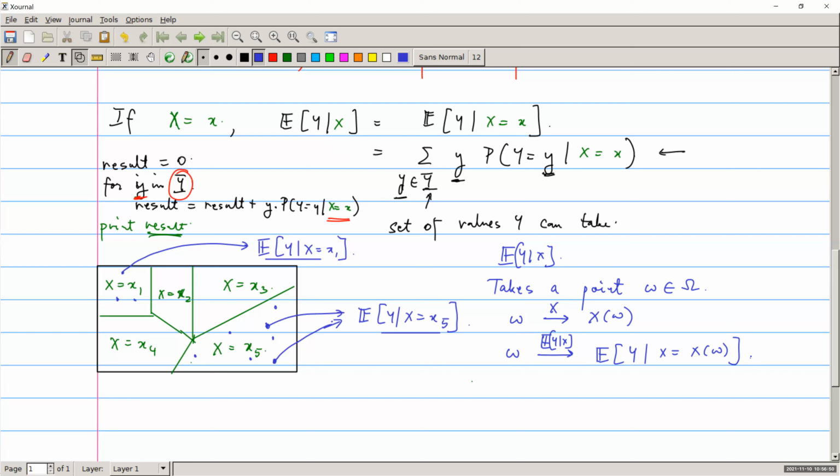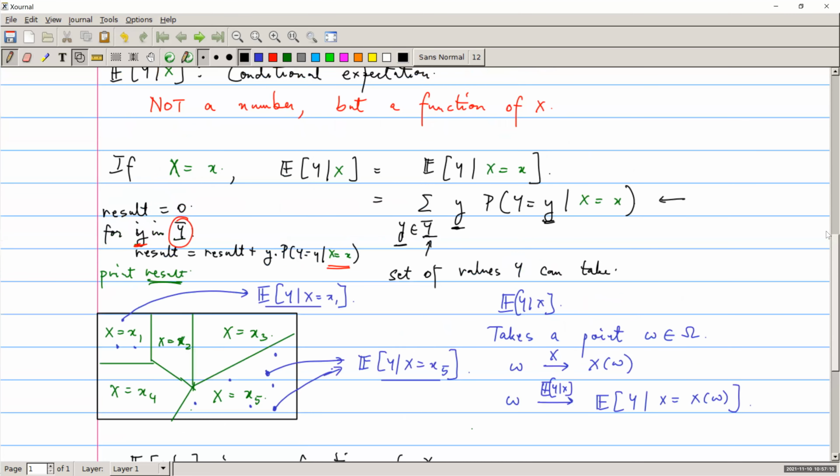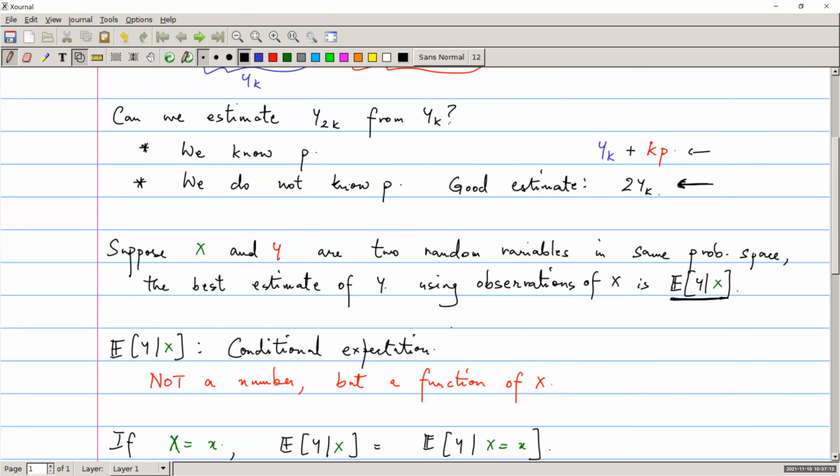One completely equivalent way is to think of the expectation of y given x as a function of x. Just like we write something like 2 times yk or yk plus kp, they're all functions of yk. Because if you change the value of yk, you change the estimate too, and that's kind of how you want it. Does this make sense?